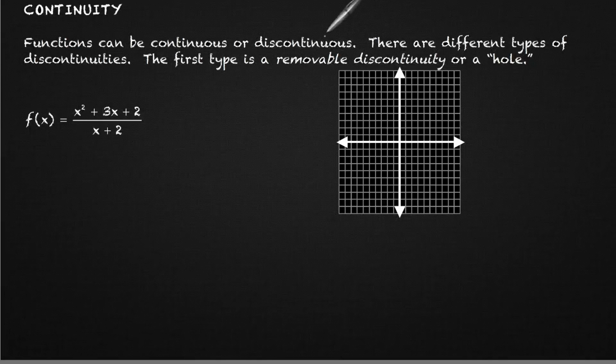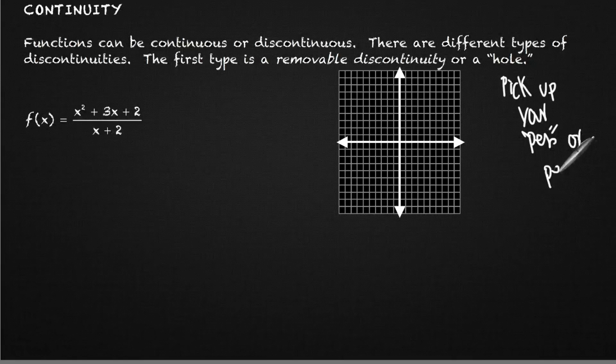And essentially the idea here is, anytime you have to, here's the key, pick up your pen or pencil to continue to sketch a graph, that means that graph has what's called a discontinuity in it of some kind. And we are going to talk about three of them.